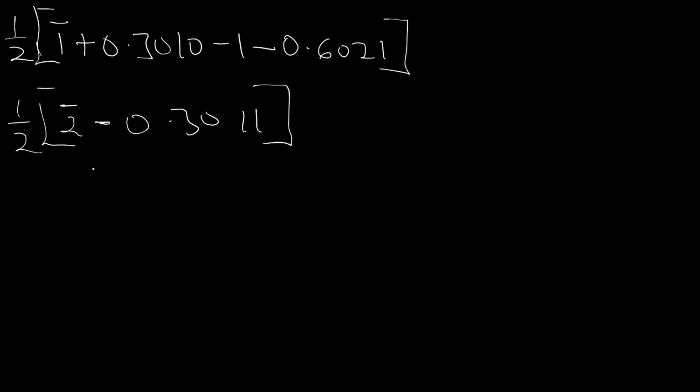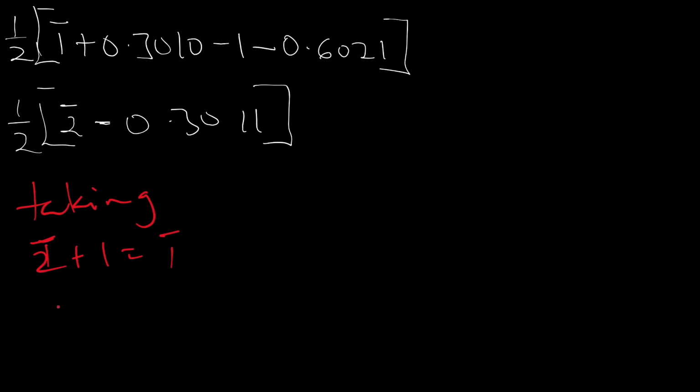We will have 0.3011. At this point, we need to add a number to the characteristic and the mantissa, in the sense that when we add the number to the characteristic and divide by 2, we get a whole number, and when we add that number to the mantissa, we get a positive number. If we take 1 and add 1 to the characteristic, we get negative 1: minus 2 plus 1 is negative 1. If we divide negative 1 by 2, we get negative 0.5, which is not a whole number. So we cannot use 1.